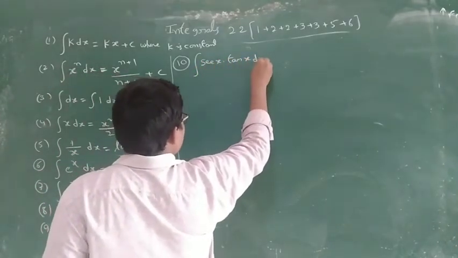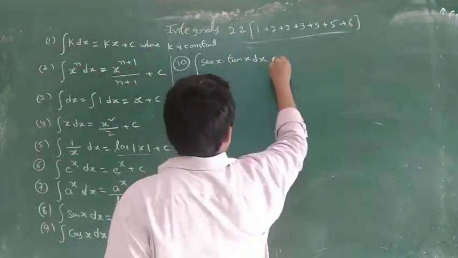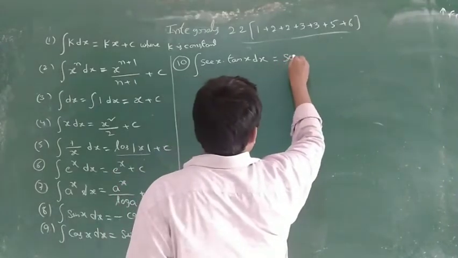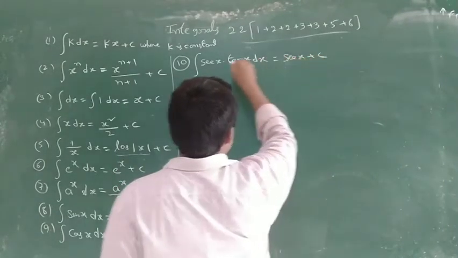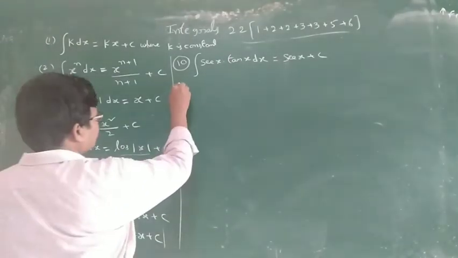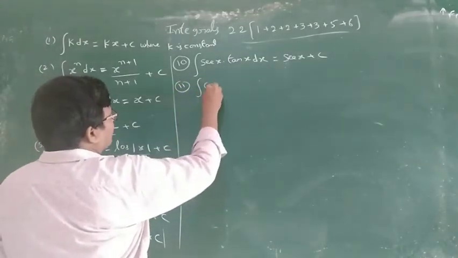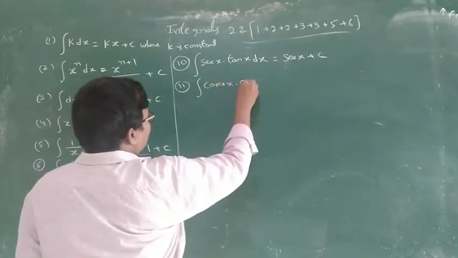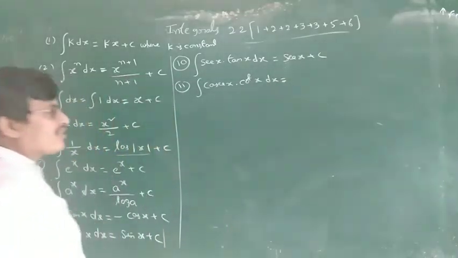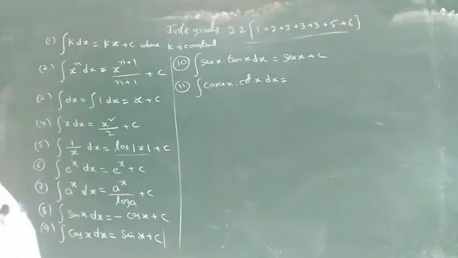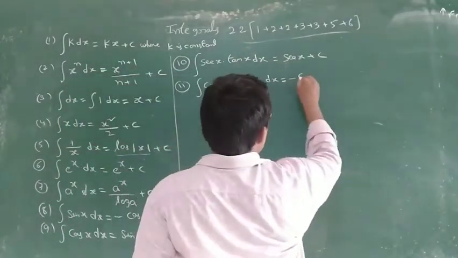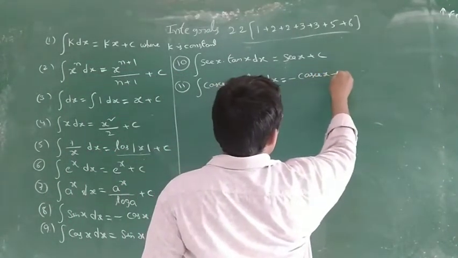Integral secant x tan x dx is equal to secant x plus c, because the derivative of secant x is secant x into tan x. Integral cosecant x into cot x dx: the derivative of cosecant x is minus cosecant x into cot x. So it is minus cosecant x plus c.